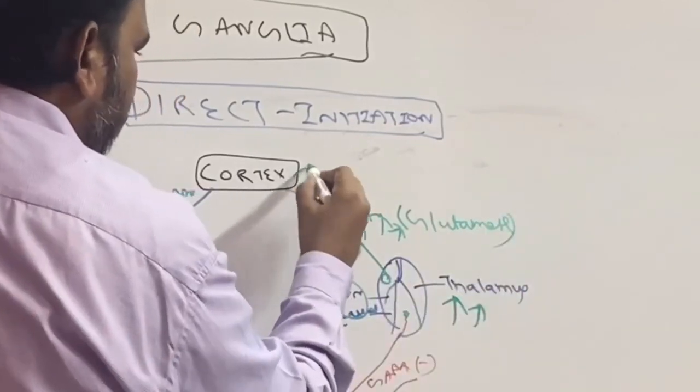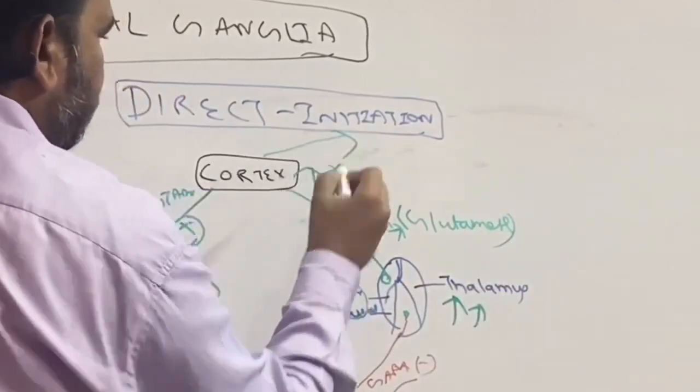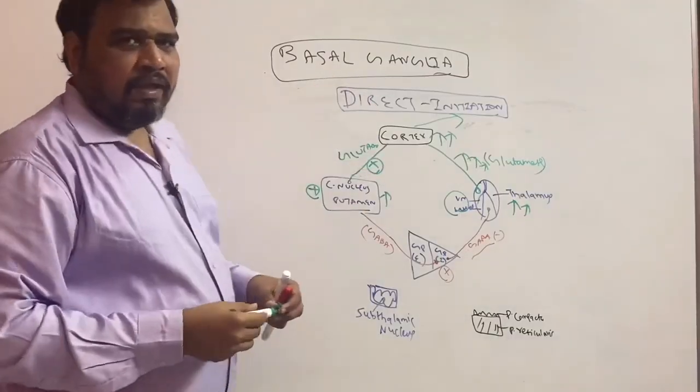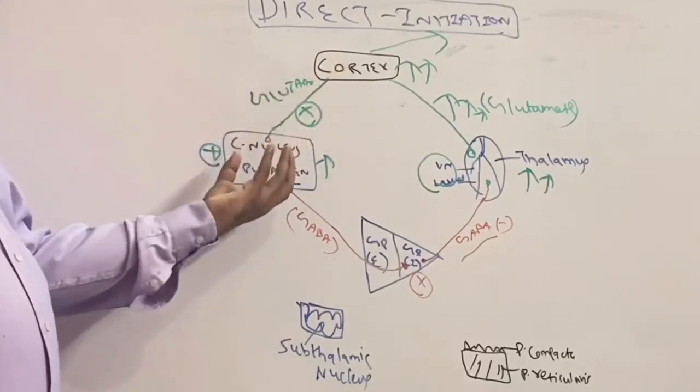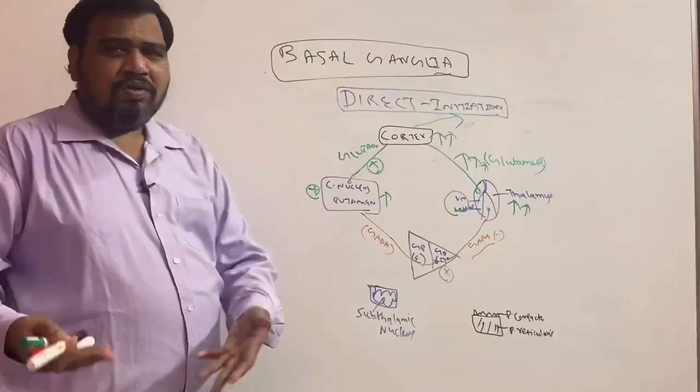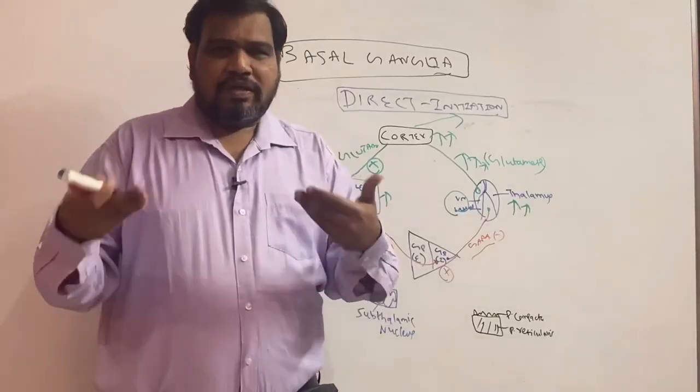So the cortex is stimulated, and maybe that may result in initiation. So this is a circuit. I again repeat: the cortex stimulates the caudate nucleus and putamen. So the caudate nucleus and putamen, that is corpus striatum, is happy.